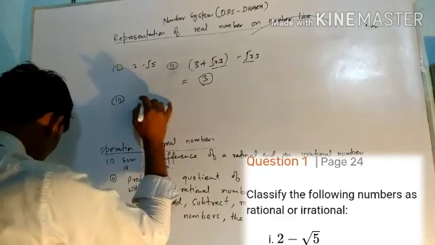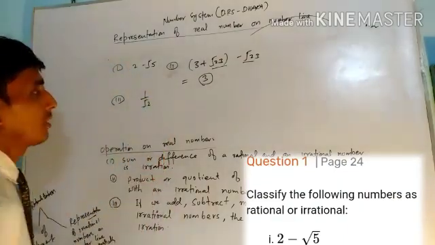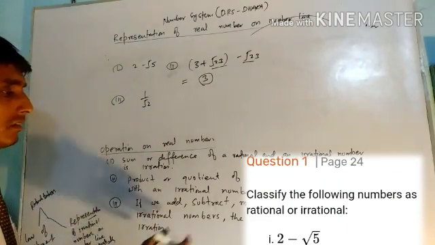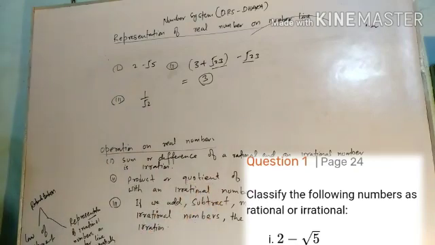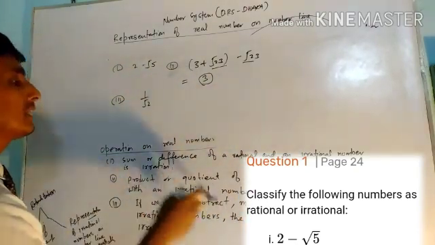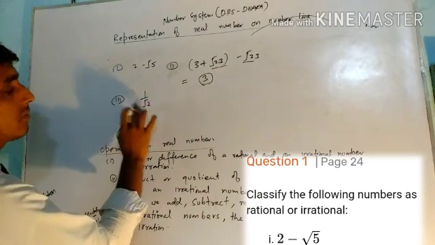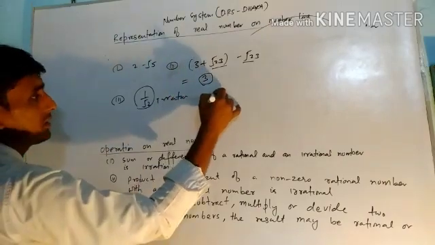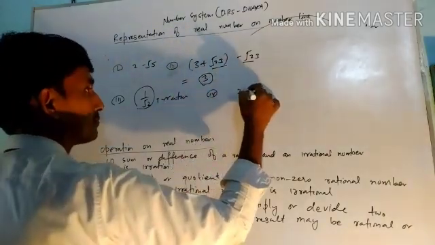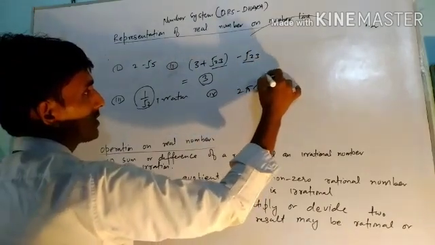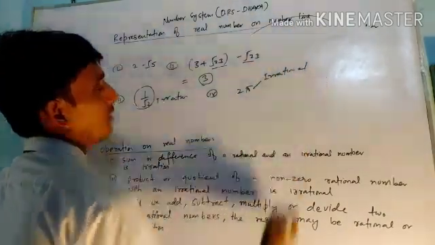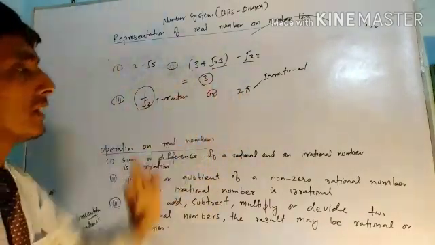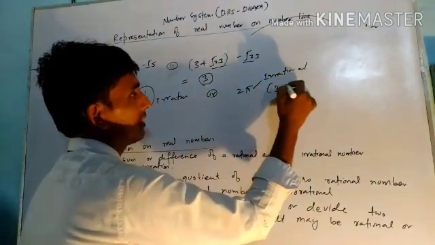Third question, 1 by root 2. 1 is a rational number, root 2 is an irrational number. So by the second point, product or quotient of a rational number with an irrational number is an irrational number. So this number is irrational. Fourth part, 2 pi. We know pi is an irrational number. So if you are multiplying any irrational number with a rational number, you will get an irrational number. So it is an irrational number.